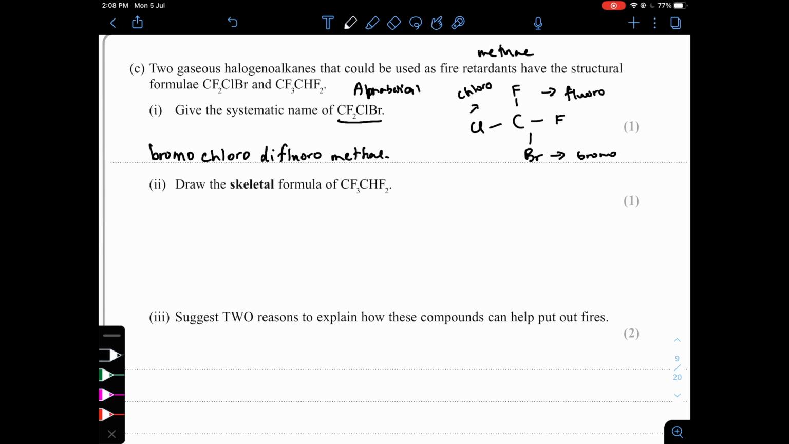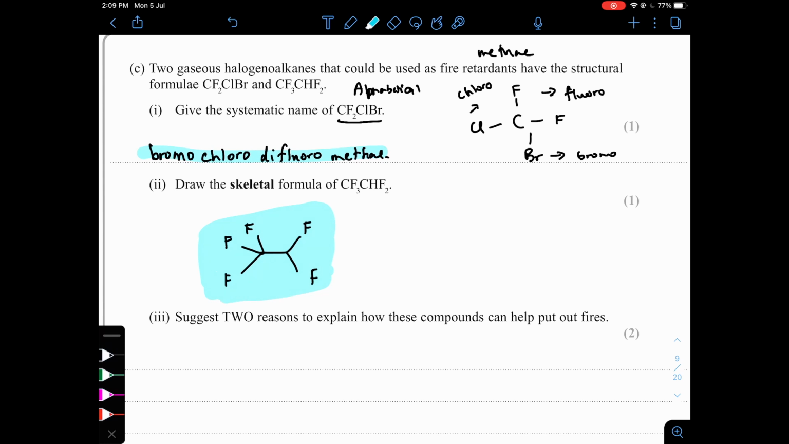Okay, so draw the skeletal formula of CF3CHF2. So we have our first carbon. It has 3 fluorine atoms attached to it. That's our first part. Then we go across to our second carbon atom. It has 2 fluorine atoms. So that's the answer to this, obviously, bromochlorodifluoromethane. And this is the answer for this. This is this formula.